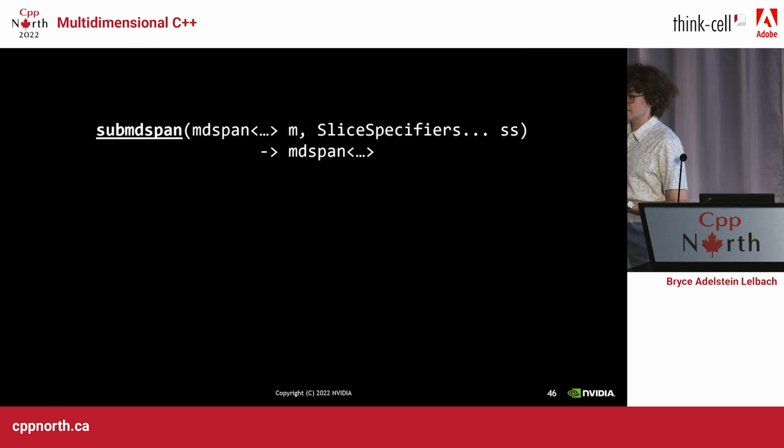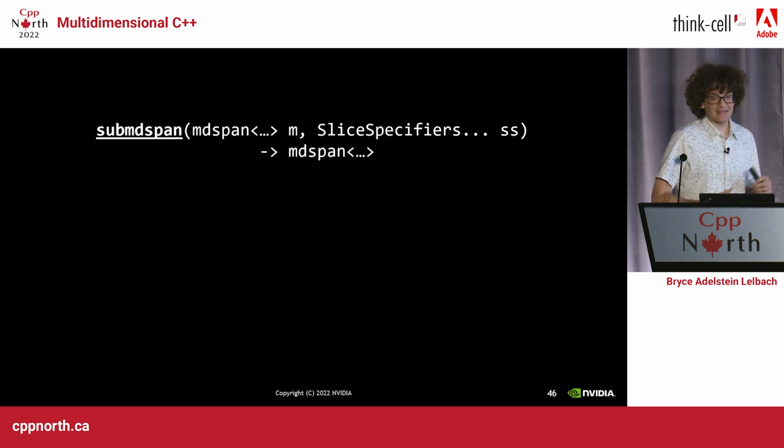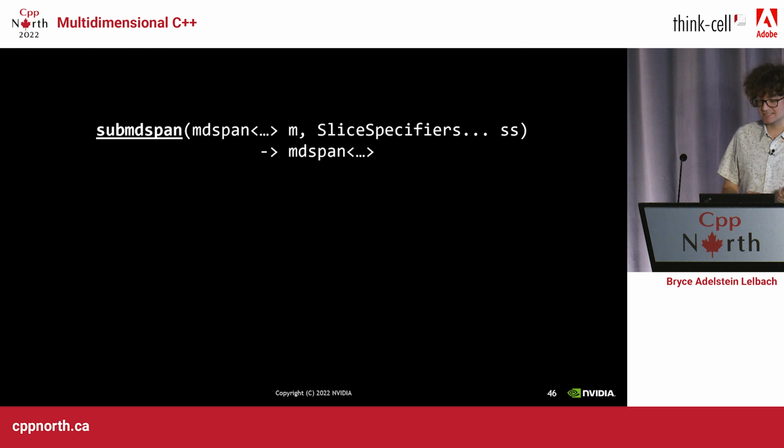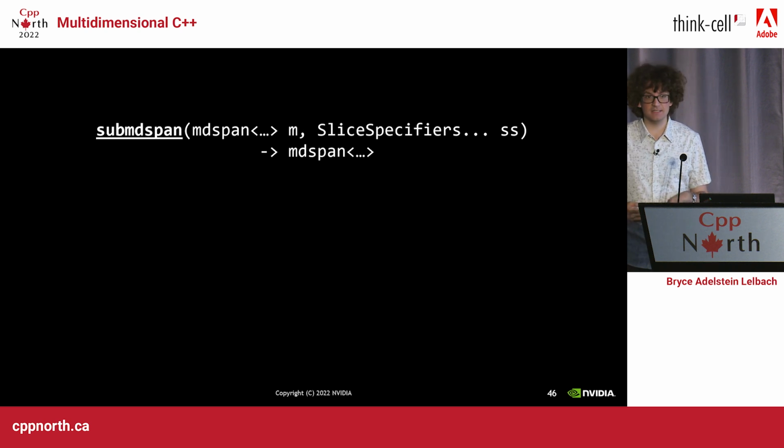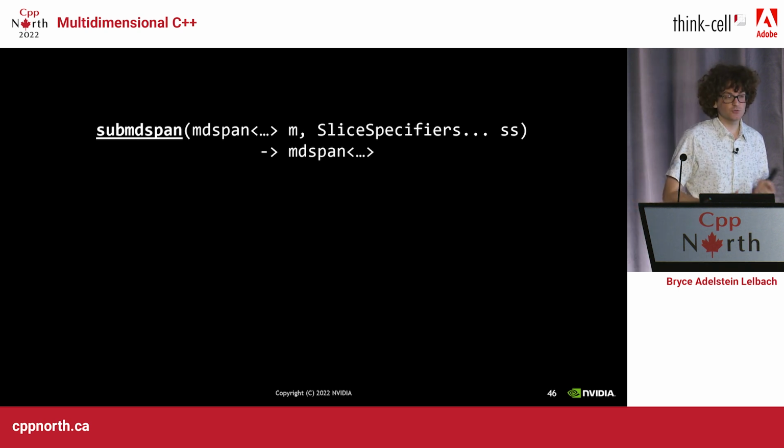So mdspan has a powerful slicing interface called submdspan. And that takes an mdspan and returns a sliced mdspan. Because mdspan is non-owning and cheap to copy, slicing it is also going to be cheap because you're just creating a new view to the same underlying data. The input mdspan is not going to be modified.